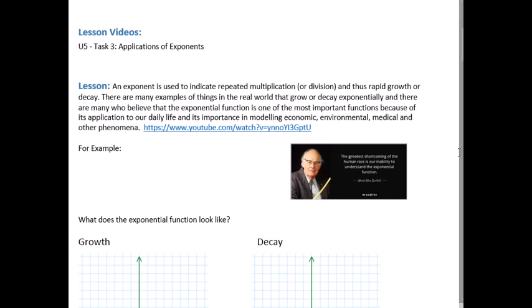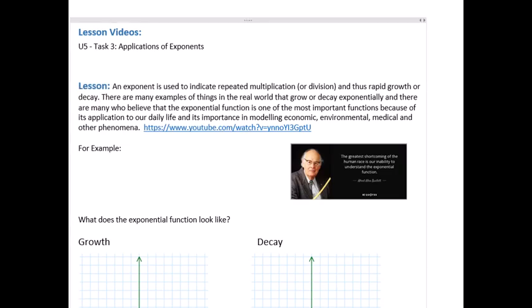So an exponent is used to indicate repeated multiplication or division, and thus rapid growth or decay. Now, there are many example things in the real world that grow or decay exponentially, and there are many who believe that exponential function is one of the most important functions because of its application to our daily life, and its importance to modeling economic, environmental, medical, and other phenomena. There's an additional video here which you can watch that gives more examples of how an exponential function is applicable to our daily lives. So, for example, a lot of things that the exponential function can model is infectious disease.